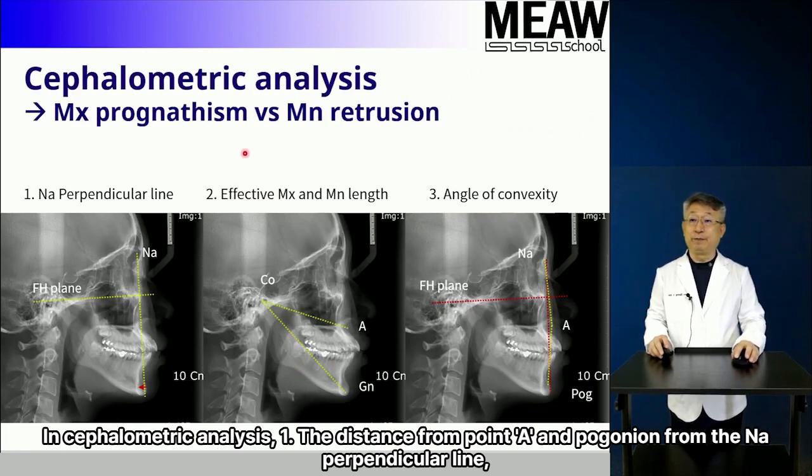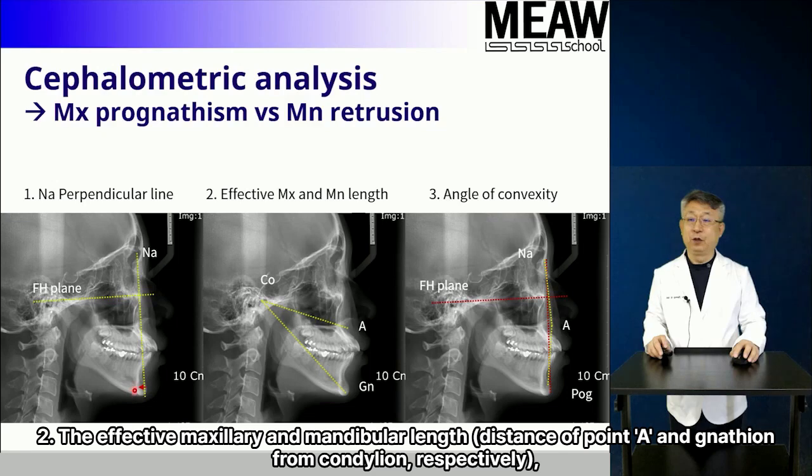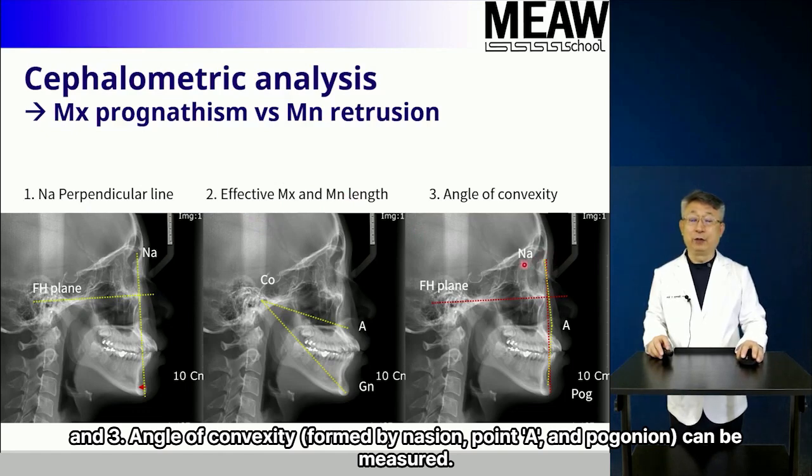In cephalometric analysis, 1. the distance from point A and pogonion from the NA perpendicular line; 2. the effective maxillary and mandibular length, the distance of point A and gnathion from condylion, respectively; and 3. the angle of convexity formed by nasion, point A, and pogonion can be measured.